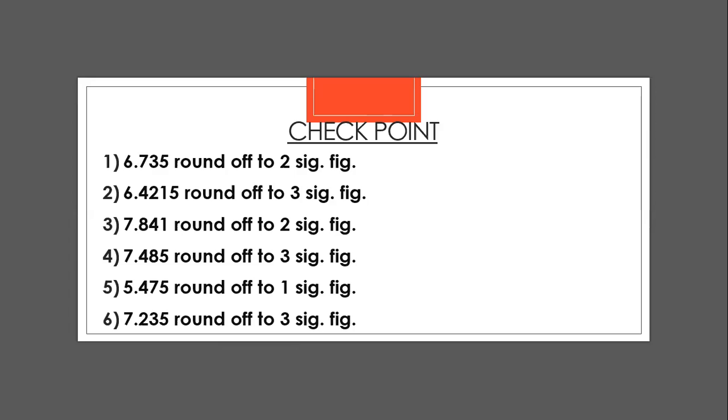Sixth question, 7.235. It has 4 significant figures, and we have been asked to round it off to 3 significant figures. So 7.23 it means. So I'm going to drop 5, but I can't drop it like that. I have to see the previous number. The previous number is odd, and when the previous number is odd, according to the rules, you have to increase it by 1. So my answer is going to be 7.24.